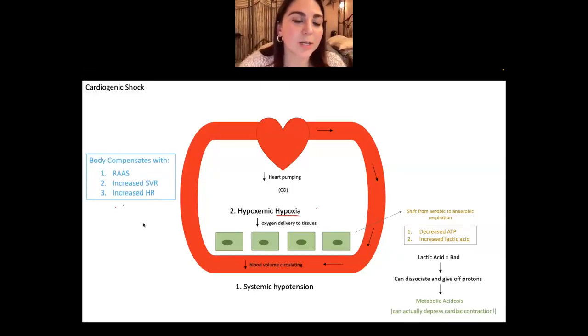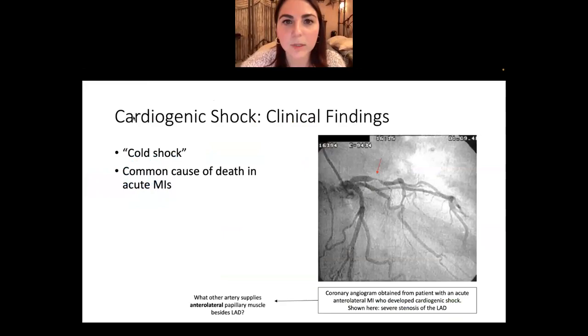What the body tries to do to compensate for something like this is release RAAS, which is going to increase your systemic vascular resistance as well as increase your heart rate. They're trying to compensate for the problem. Okay, so cardiogenic shock, like I said, is also a cold shock. You touch the patient, they would be cold. And this is a very common cause of death in an acute MI, like what we talked about. You have an acute MI, the heart can't pump well, so it undergoes shock.